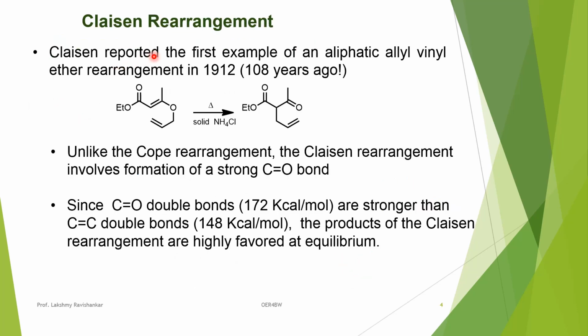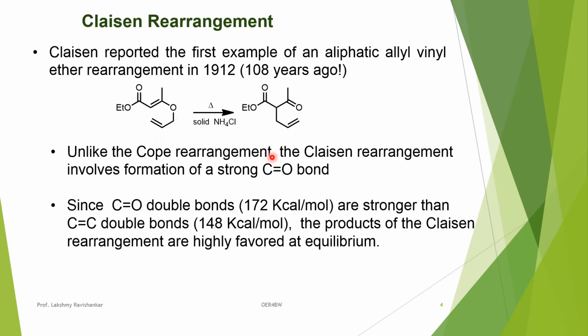The Claisen rearrangement was first reported by Claisen way back in 1912, that is almost 108 years ago, and it was an example of an aliphatic allyl vinyl ether which undergoes rearrangement to give me a gamma delta ketone.